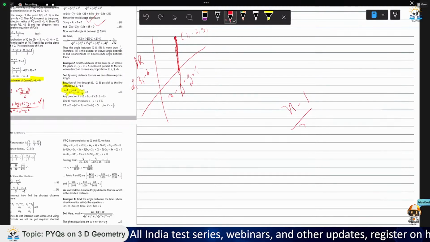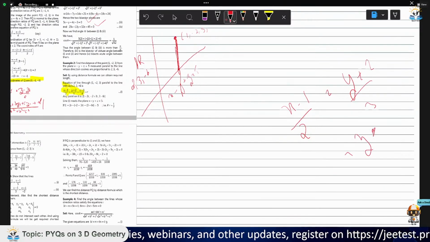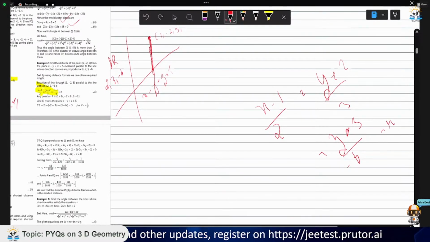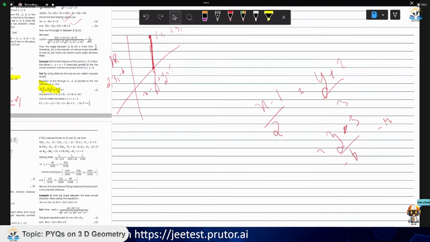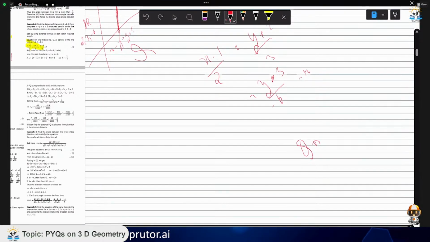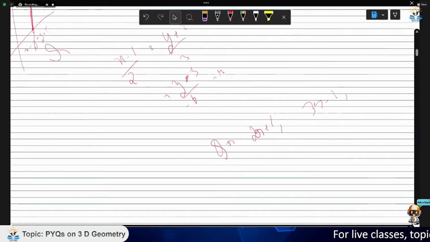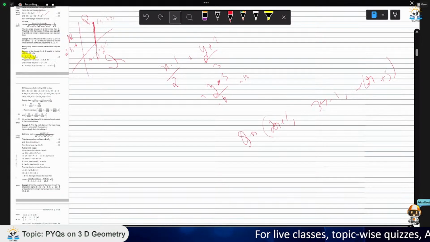I'll calculate it for you guys, but sorry for that confusion. So the line is (x minus 1) by 2 is equal to (y plus 2) by 3 is equal to (z minus 3) by minus 6 is equal to r. So basically, this is the line, and we can take r as a constant also. And now we have to calculate the point. So let this be P and this Q. Let our Q be (2r plus 1, 3r minus 2, minus 6r plus 3). This is what we have.